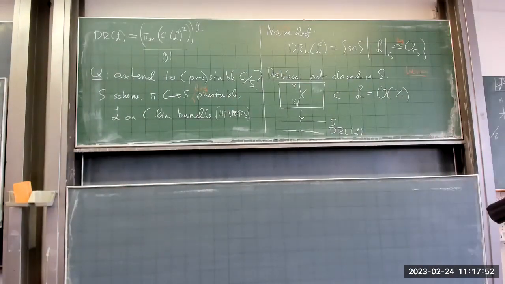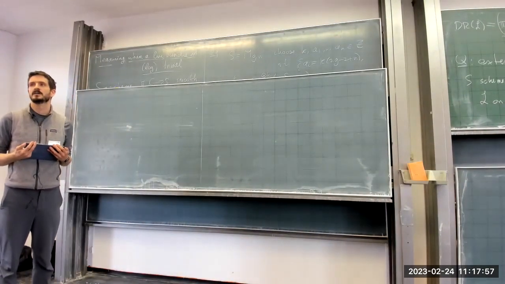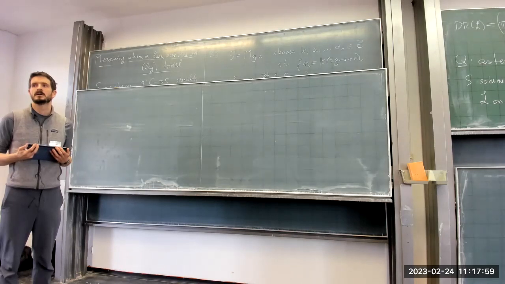Can I ask a question about this formula for smooth curves, the one you have written? Is this hard to prove, or is this just about the normal bundle of some embedding or something?